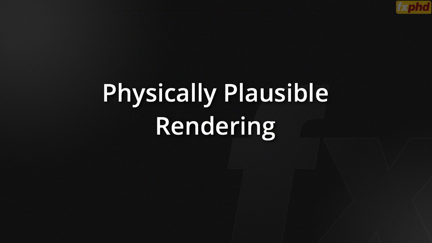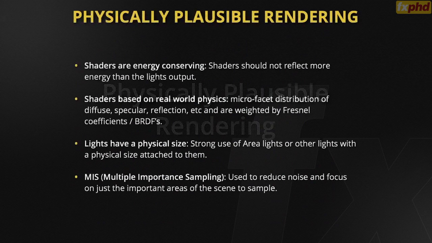Now, from here, let's look at physically plausible rendering and just very quickly talk about what this actually means. Firstly, physically plausible rendering means that the shaders are energy conserving. And what this basically means is that the shaders shouldn't reflect more energy than the light is outputting. So if the light's outputting a set value, we shouldn't be able to reflect more information off the shader than it's actually receiving. So that's a very important concept.